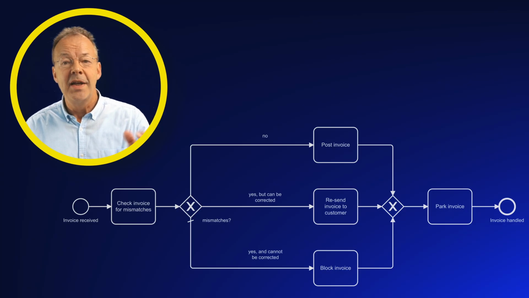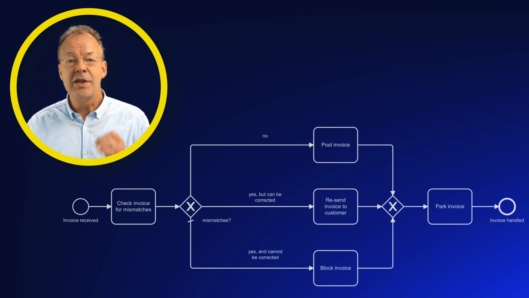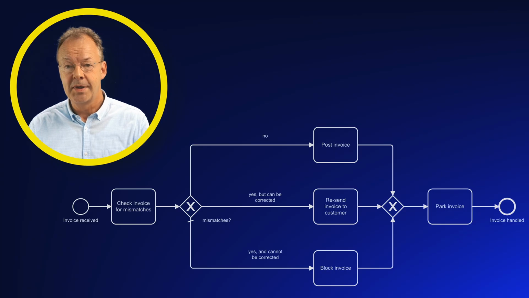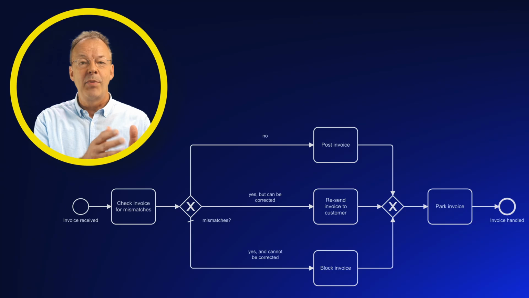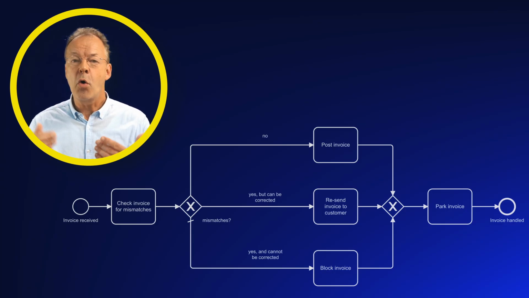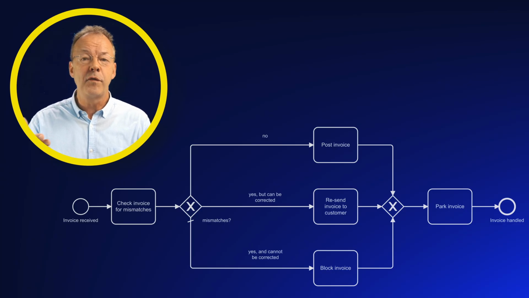But beware, the conditions on the sequence flows are not formalized. They are simply comments to make the process model more readable. So there could be a condition like, there are mismatches, but we don't know if they can be corrected. In this case, all three conditions are evaluated to false and the default flow is taken.